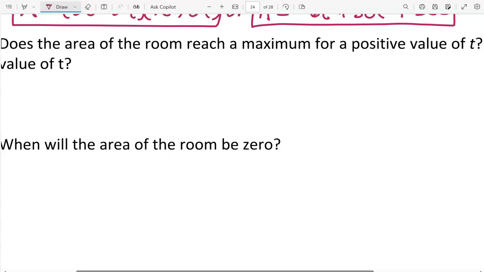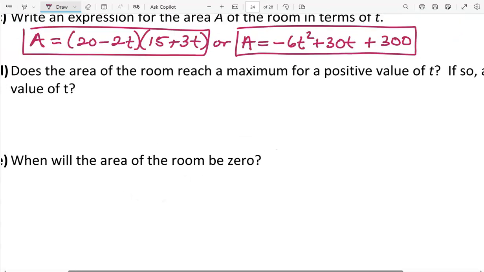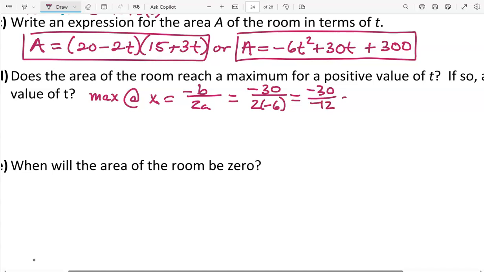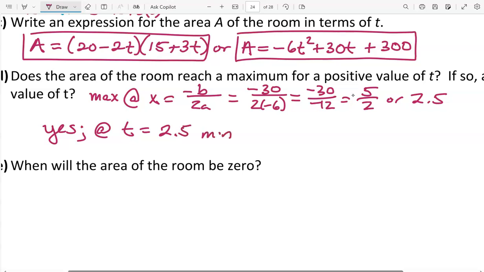Alright, does the area reach a maximum for a positive value of t? So what we know is that our maximum is going to occur at x equals negative b divided by 2a. So that will be equal to negative 30 divided by 2 times negative 6. So that's negative 30 divided by negative 12, which gives us a result of 5/2, or 2.5. So the answer is yes, we do reach a maximum at t equals 2.5 minutes.